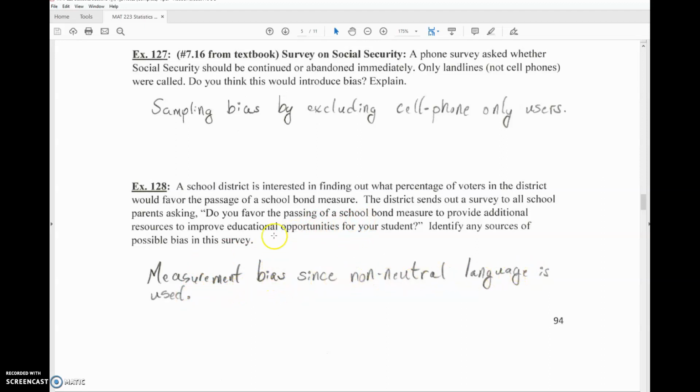This person might have asked that question with the idea that, hey, people will say yes if I tell them it's going to improve educational opportunities for their students. Somebody else could have said, hey, I'm going to tell them it's going to raise their taxes. So it all depends on how a question is asked often, and that might produce measurement bias.